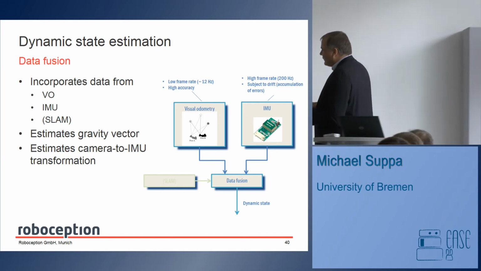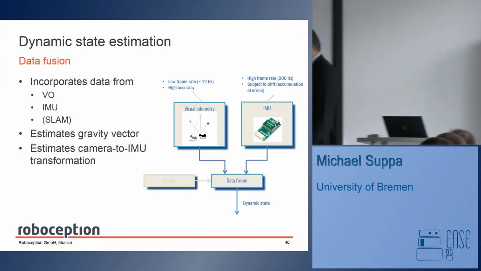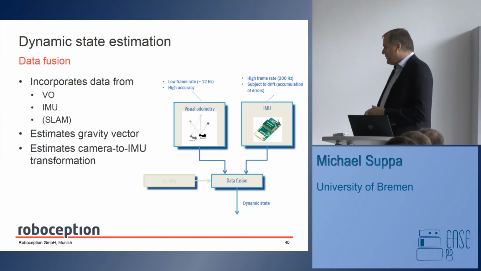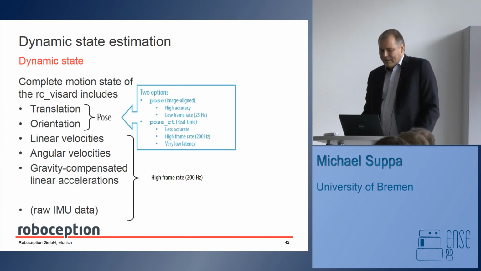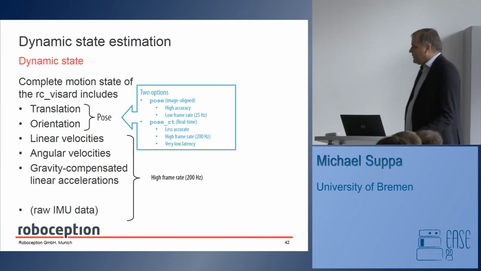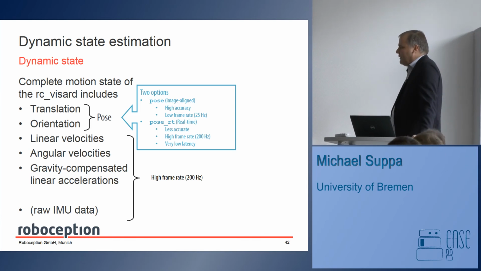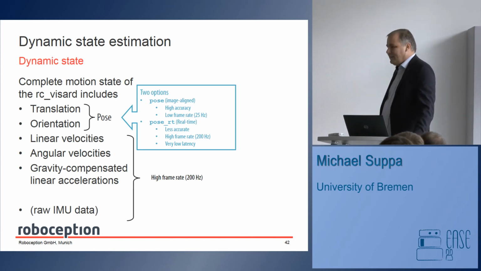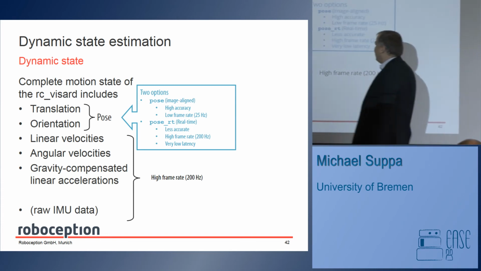Then we put it into a data fusion, and then we have a dynamic state estimation. What's in here is an extended Kalman filter that uses both information sources in order to determine the pose correctly in the end. For the complete motion, you have translation and orientation for the pose. We have the linear velocities, angular velocities, accelerations. That's something that we can provide. If you're interested in that data, you get it. But most people are more or less just interested in the computed pose.